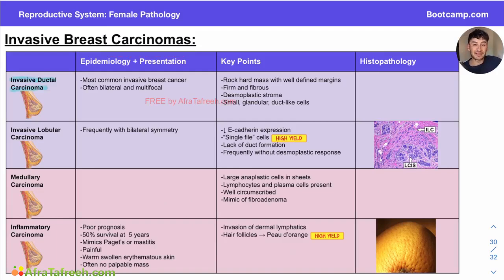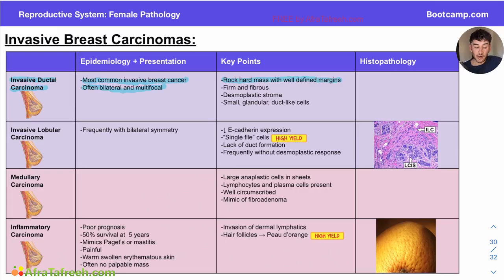This is going to be in the ductal region. And so this is going to be the progression of our ductal carcinoma in situ. This is going to be the most common type of invasive breast cancer. And this is often going to be bilateral and multifocal. So this is really a nasty disease process. It's going to present as a hard mass with well-defined margins.